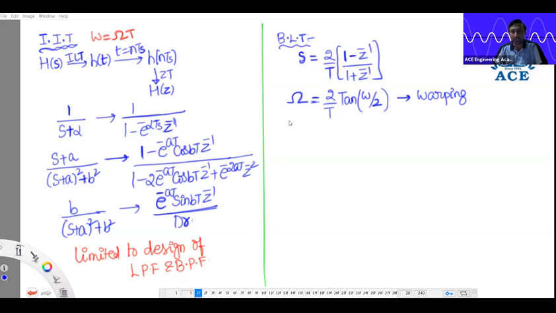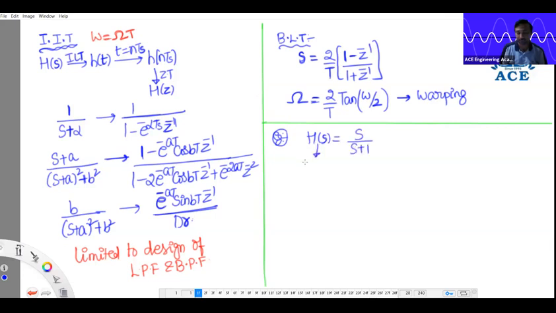One fellow's doubt is why impulse invariant cannot be used for high pass. Yesterday I gave the explanation. Let me clarify that also. The same example I am discussing one more time. H of S equals S by S plus 1. This is the high pass filter we have taken, sir.